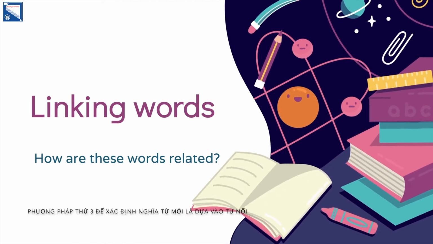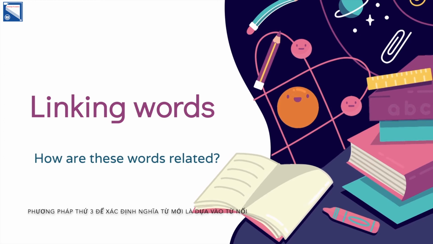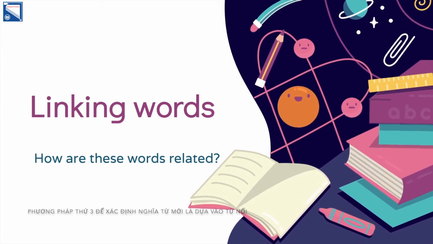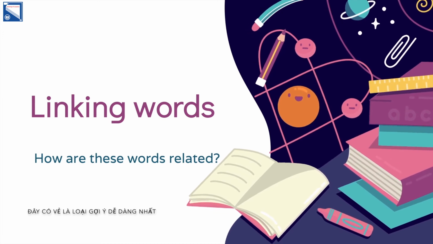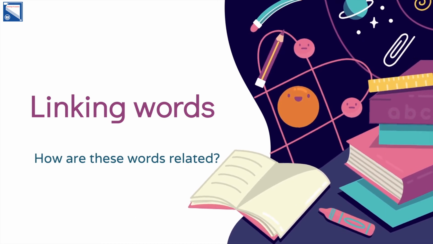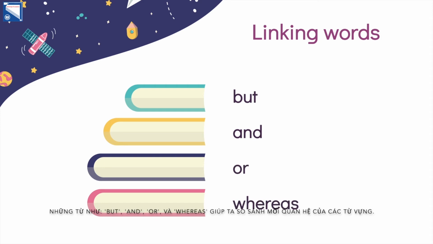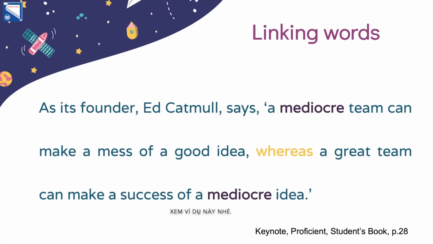The third technique is to identify the meaning of an unknown word based on linking words, which seems to be the easiest kind of clues. In common situations, linking words can show how 2 or more words are related, similar, or opposite. Words like but, and, or, and whereas show that comparison is possible. Let's look at this example.